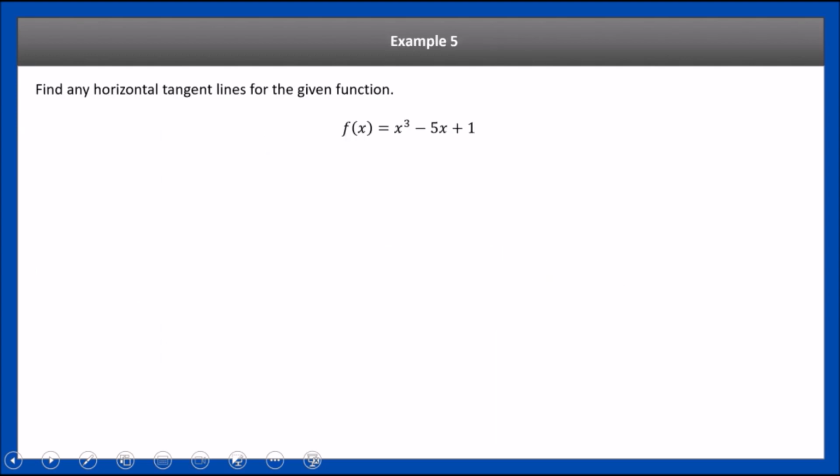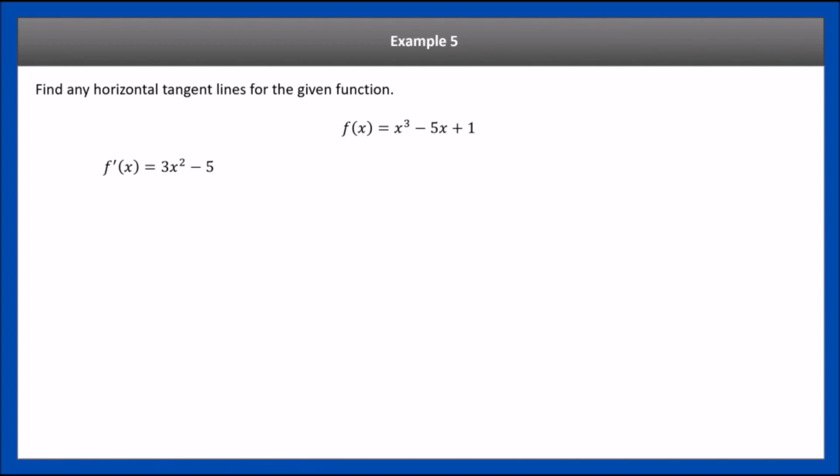Okay, so let's take a look. How do we find horizontal tangent lines? Let's look at an example. So this is actually the example we looked at earlier. So we've already calculated the derivative of this, and we found that the derivative was 3x squared minus 5. So I'm not going to go through that process again because we actually did it in a previous example.